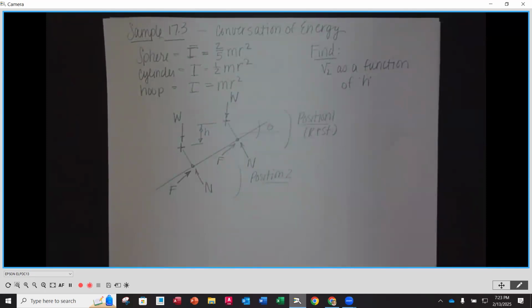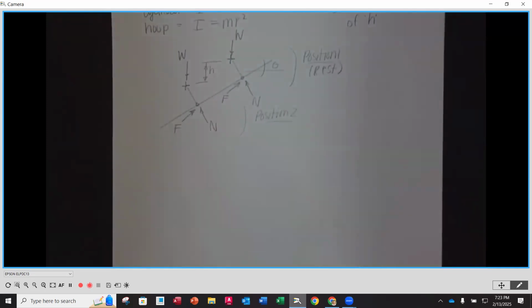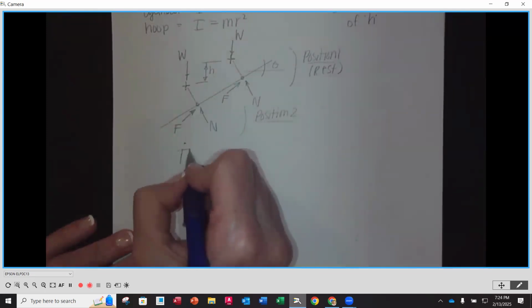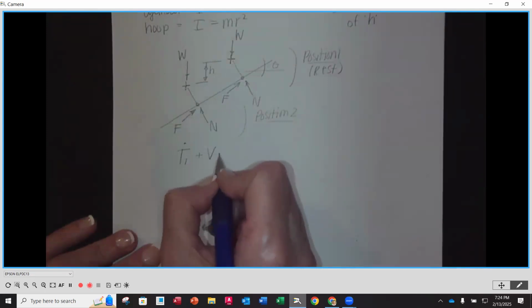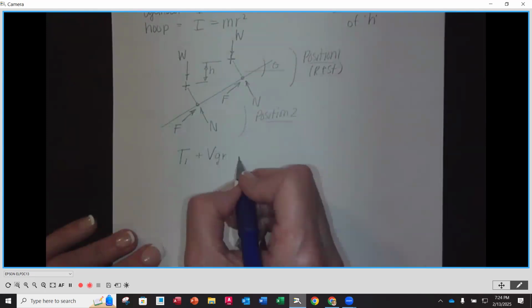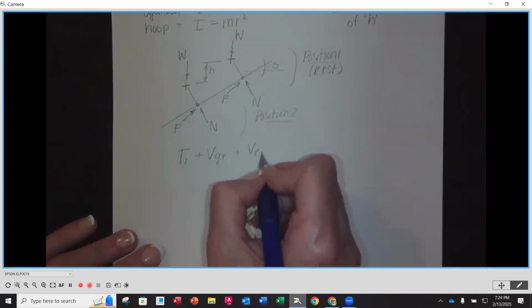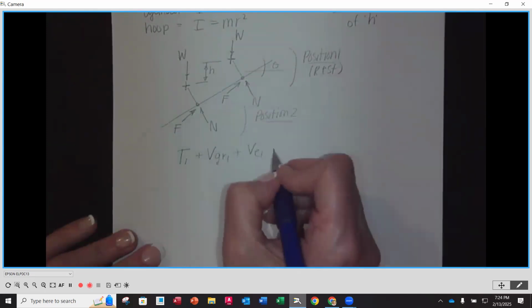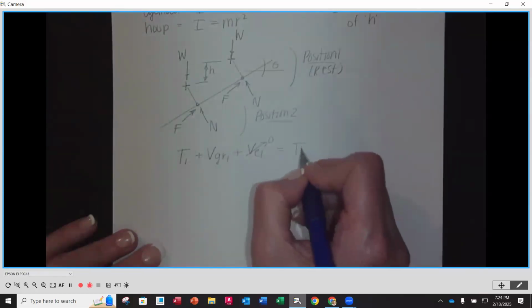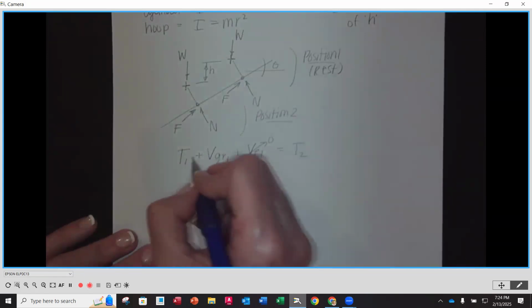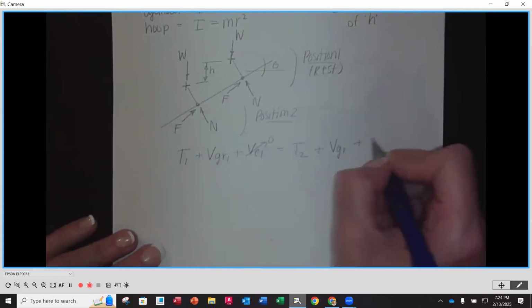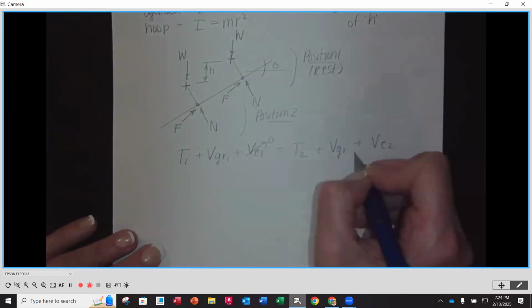Now, again, our approach is going to be conservation of energy. So we're going to take T1 plus gravitational potential energy plus elastic potential energy. That's going to be 0, so we're not dealing with any springs. Then T2 is going to be plus V gravitational plus V elastic 2.